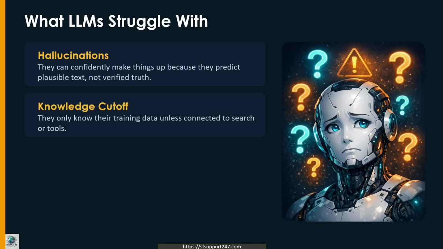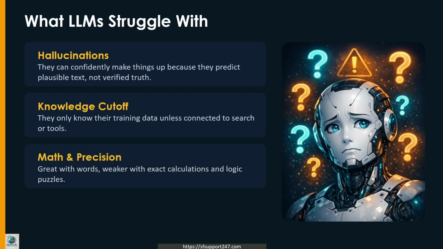Knowledge cutoff. They only know their training data. Assume that an LLM is trained on the last 50 years or 100 years of data. It knows only that data. Before 100 years, what happened, it doesn't have that kind of information or training. Great with words, weaker with exact calculations and logic puzzles. For now, LLMs are great with predicting words. In mathematics, in the science field, in the financial field, these LLMs are evolving.